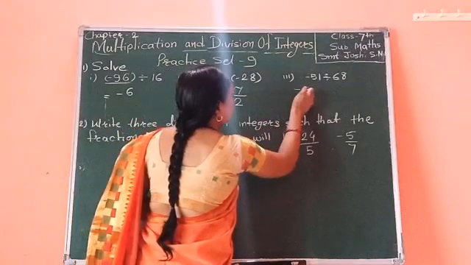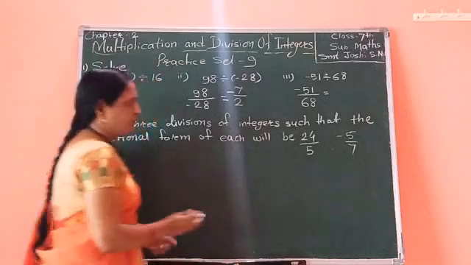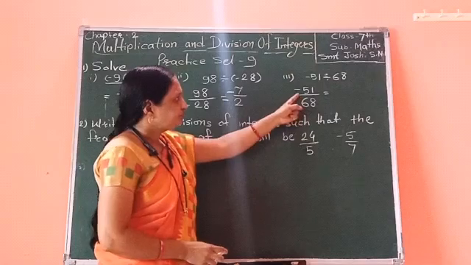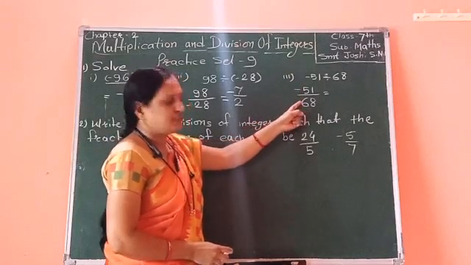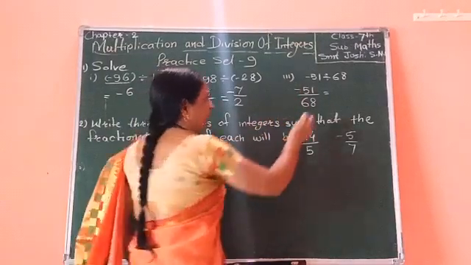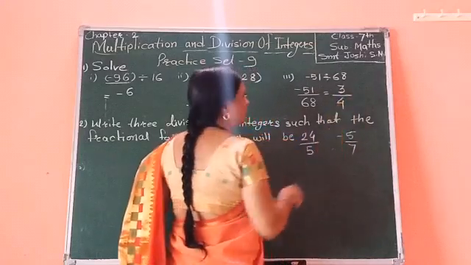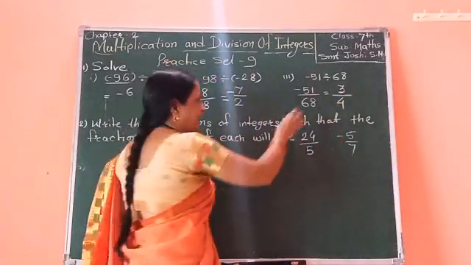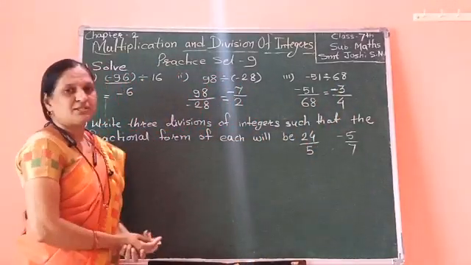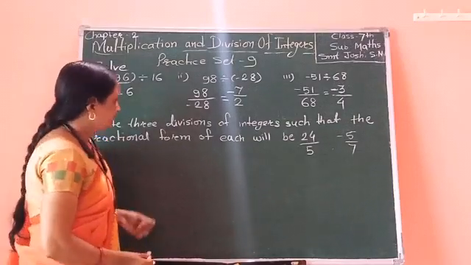Third example, negative 51 upon 68. To divide these, 51 and 68, these two numbers come in the table of 17. 17 3s are 51. 17 4s are 68. The answer is negative 3 upon 4. Students, you solve the remaining examples in your notebooks.